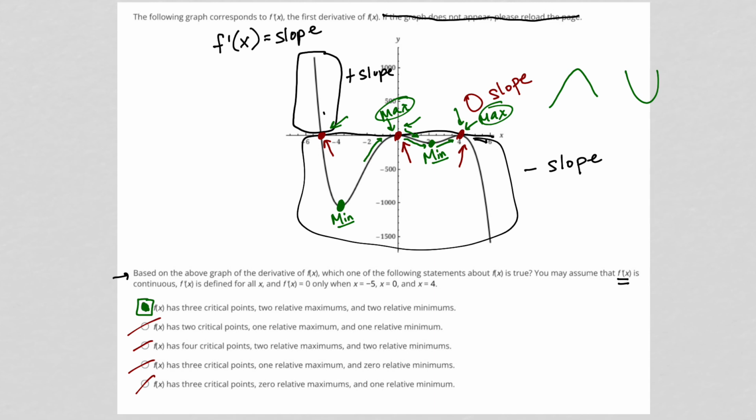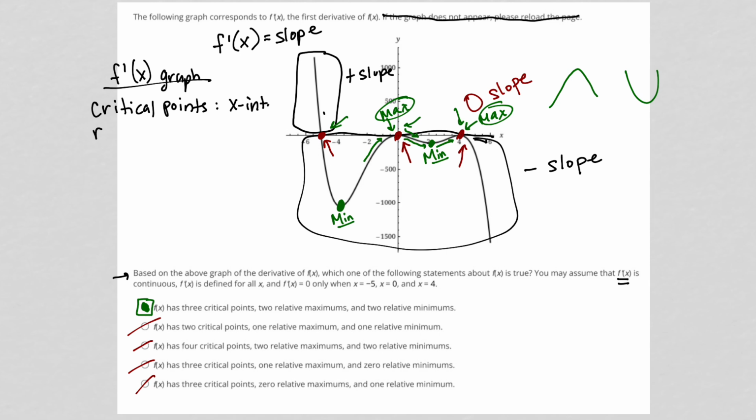So again, we're just reading the graph, right? So again, just to be clear, critical points. And again, this is for a f prime x graph. If you have a f prime of x graph, the critical points are the x-intercepts. So it's where the graph crosses the x-axis.